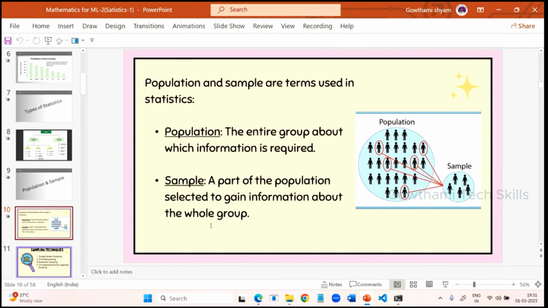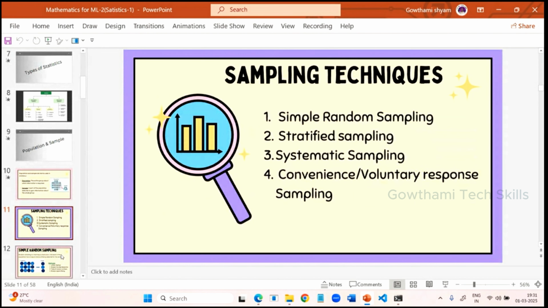So that is what the population and sample. Here there is one more thing. Whenever you are selecting the people, means whenever you are taking the samples, there are also different ways. You have to follow some techniques. One is random selecting, and one more is stratified sampling. One is systematic sampling. One more is voluntary response sampling.